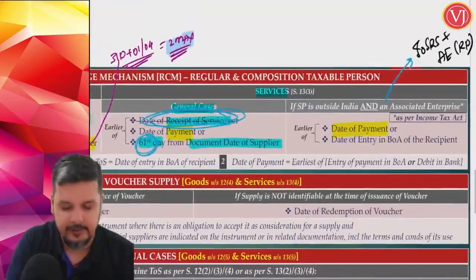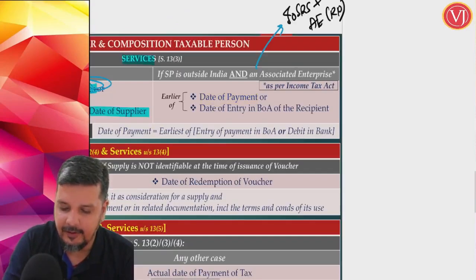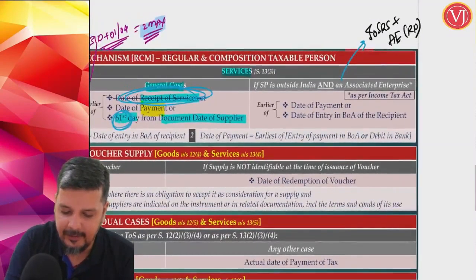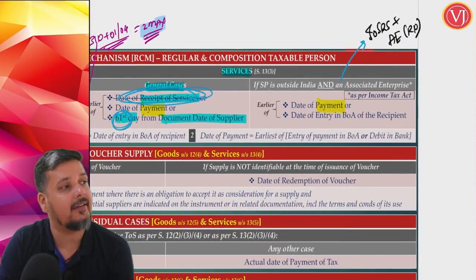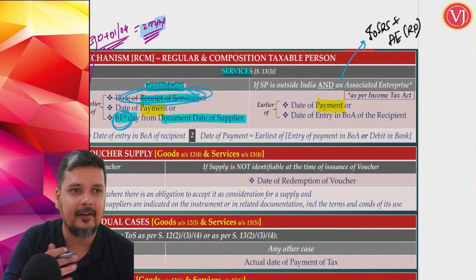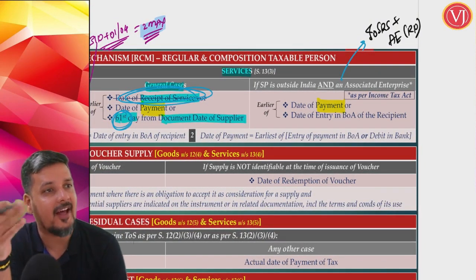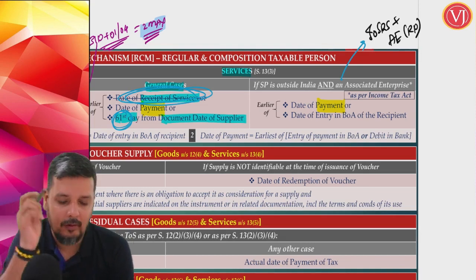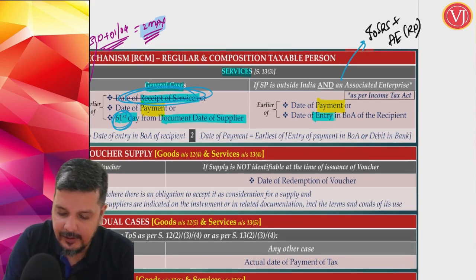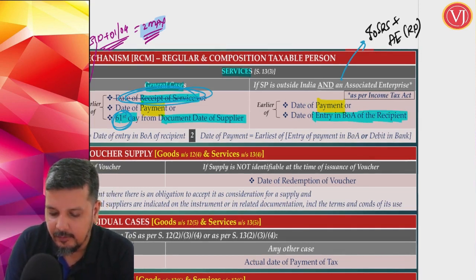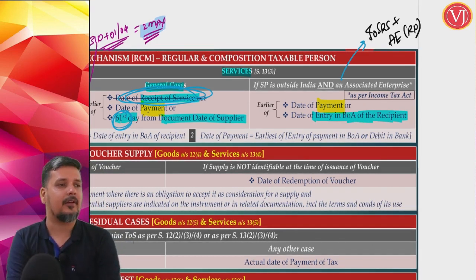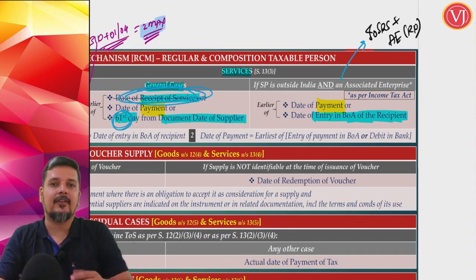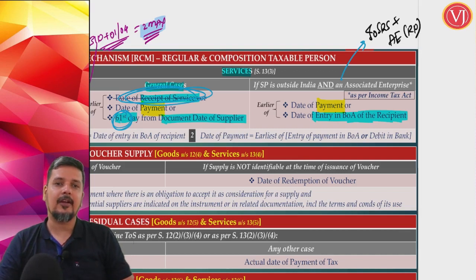The first part remains the same. But for 61 days from the document date of the supplier, they don't believe an associated enterprise will ever share an invoice. So what do they say? The entry in the books of accounts of the recipient. I would have passed an expenses entry in the books of accounts, whichever is earlier.